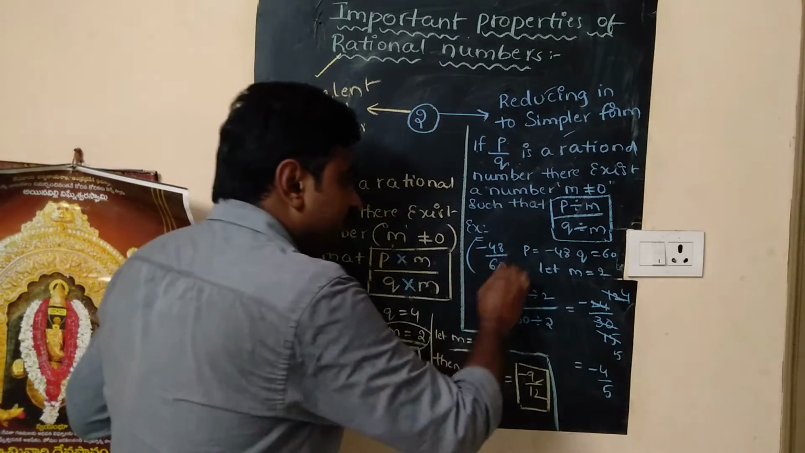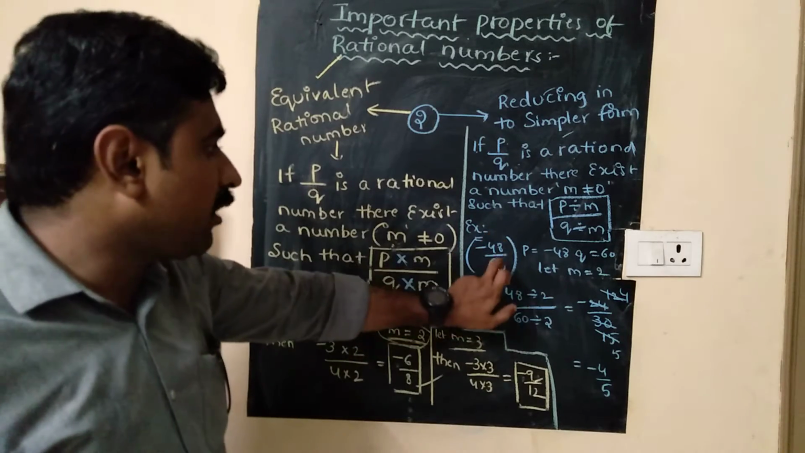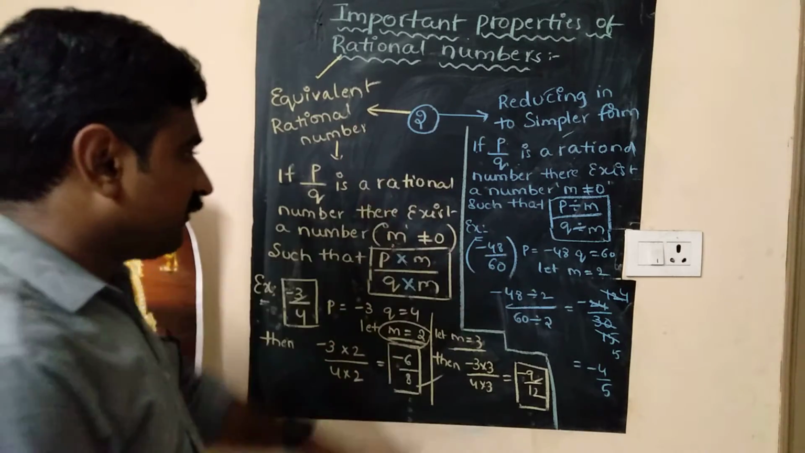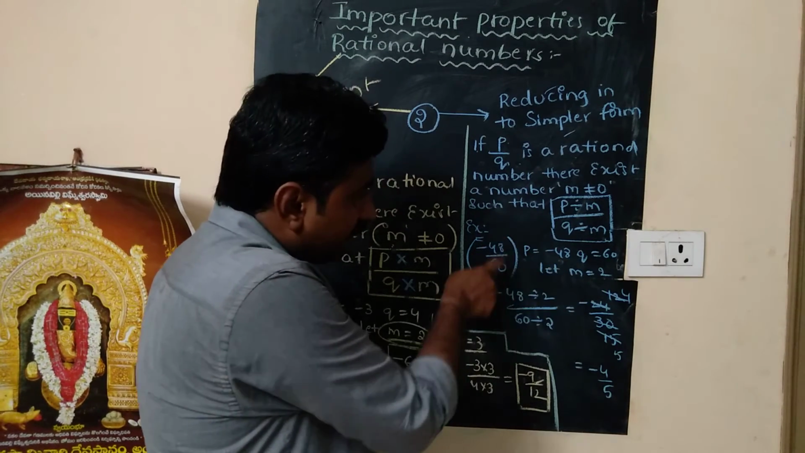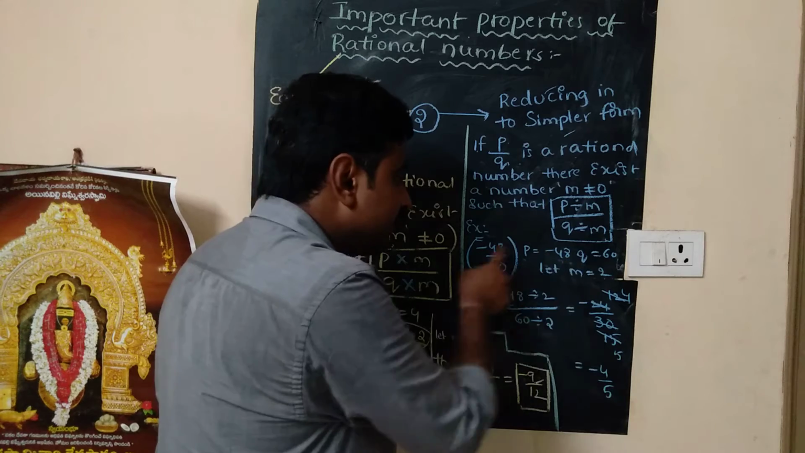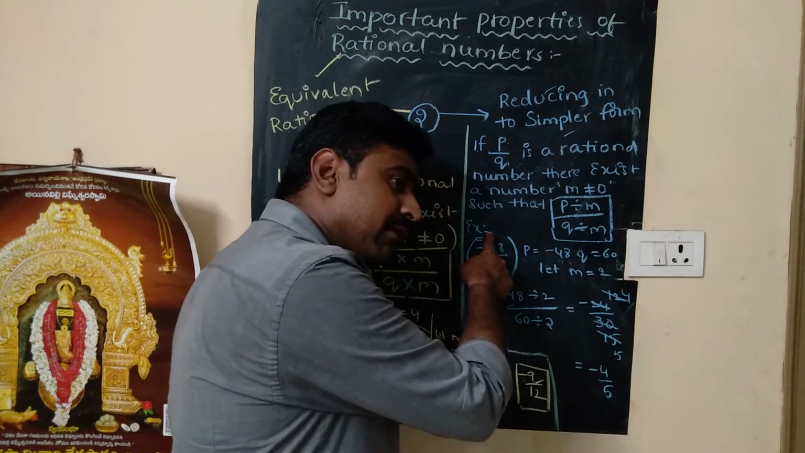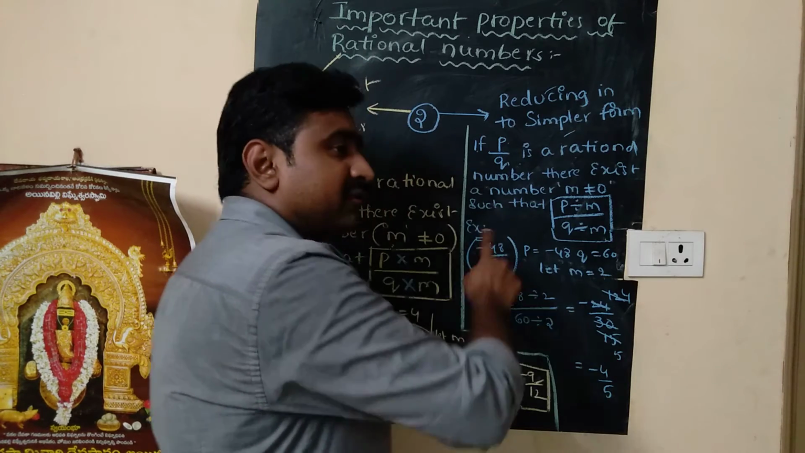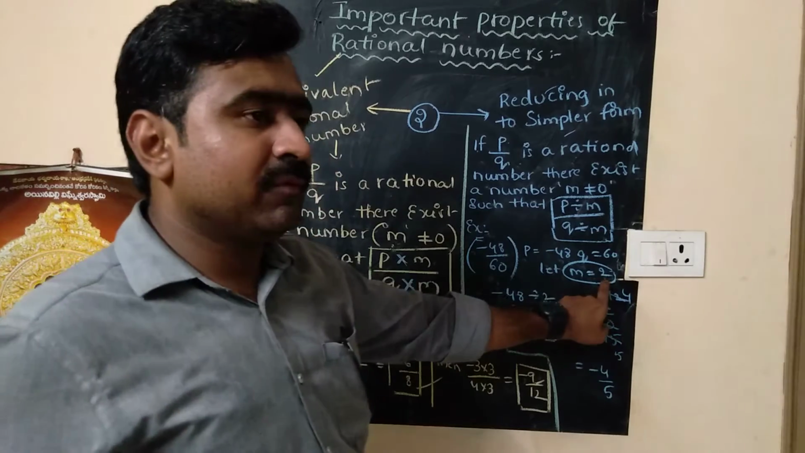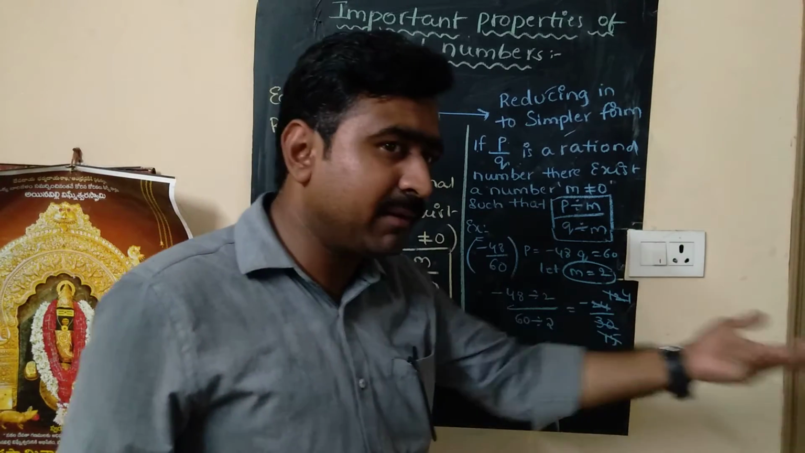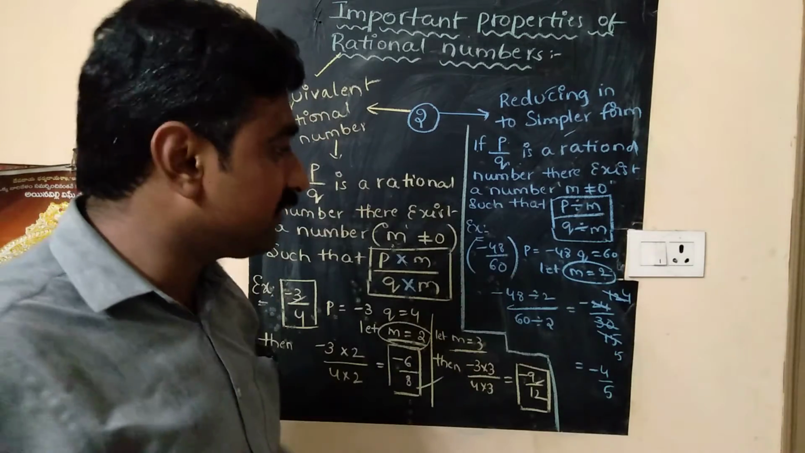See here, the example I have taken is minus 48 by 60. Listen carefully. Minus 48 by 60 is there. In this rational number, the p value is minus 48. Correct? So it is in the form of p by q. So the p value is minus 48 and the q value is 60. So I am taking one value as m. So m is equal to 2. So 2 is nothing but non-zero, correct or not? Because m is not equal to 0. m is equal to 2 means it is a non-zero integer only.